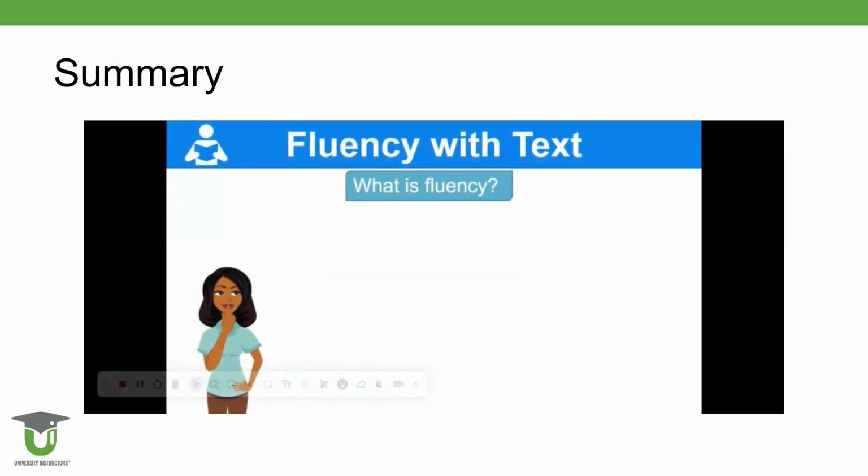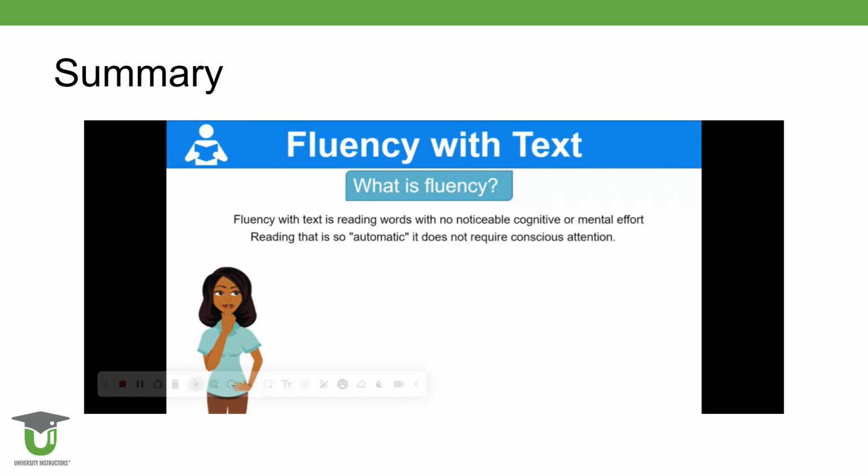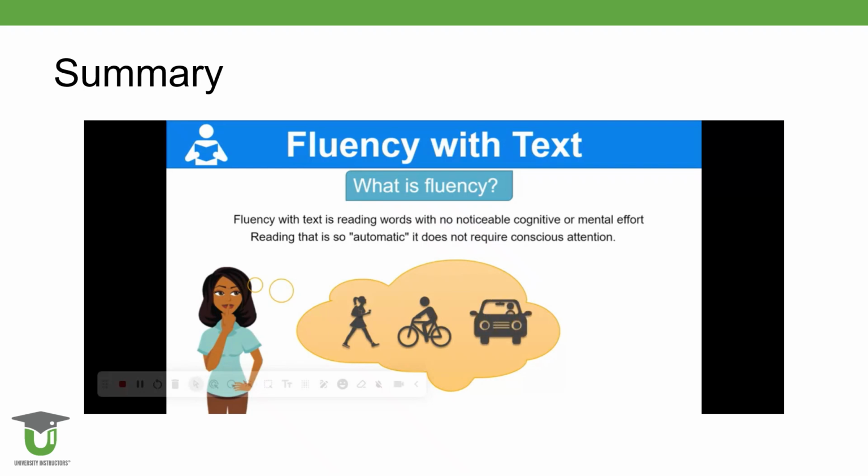What do we mean when we talk about fluency? Fluency with text is reading words with no noticeable cognitive or mental effort. It's when the fundamental skills are so automatic that it doesn't require conscious attention. So, what does that mean exactly? Let's give some examples. People can perform many tasks with automaticity or automatically, like walking, riding a bike, or driving a car. Fluency, like riding a bike, develops through practice.